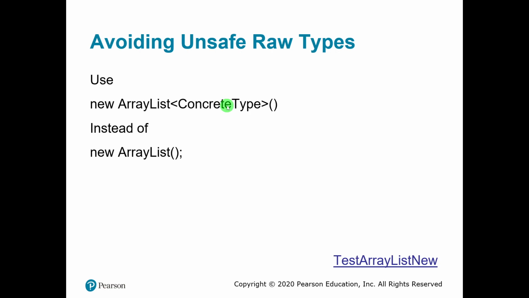Just avoids duplicating code. But you need to have the type diamond when you create the ArrayList object. Okay, and that's true of any generic class. Don't create them without using the type diamond, because then you end up with a raw type and unsafe things can happen.